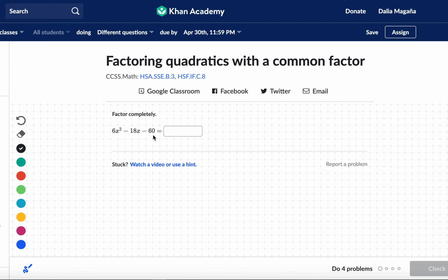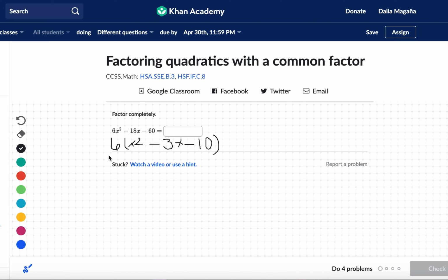I know that all of them have a 6 in common because 6 times 1 is 6, 6 times 3 is 18, and 6 times 10 is 60. That means I can factor out a 6, so we can rewrite it as 6x squared minus, again 6 times 3 is negative 18, so I leave a negative 3 inside, x, and then negative 10, because 10 times 6 is 60. So again, these are parentheses, and inside I have x squared minus 3x minus 10, and outside I have a 6.